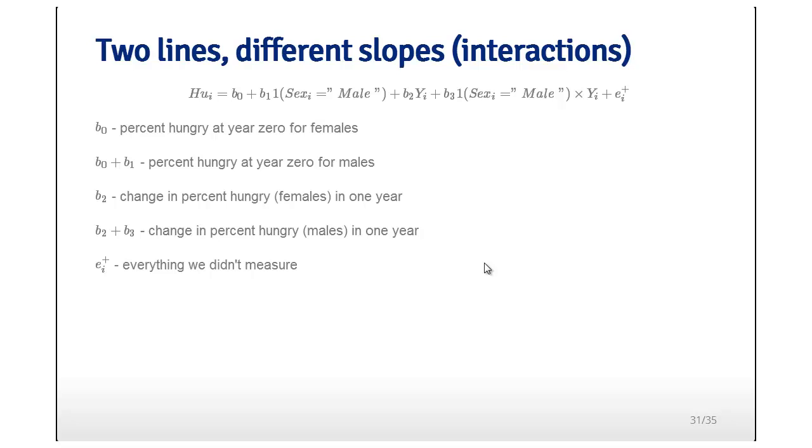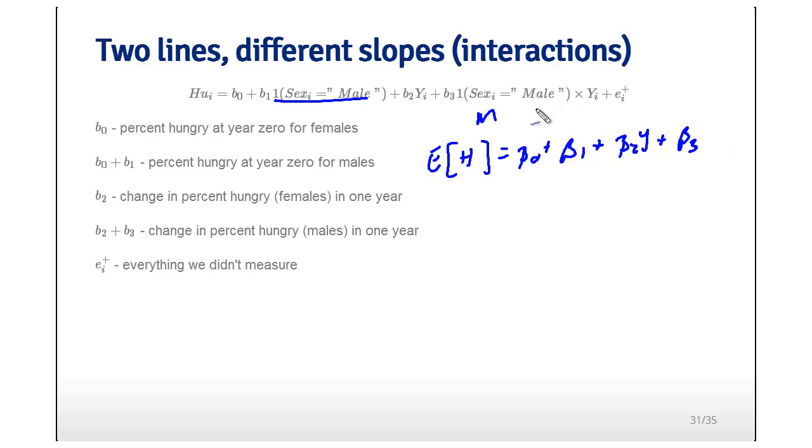Aha, but let's have lines with different slopes. So now we have an indicator for gender, and we have another indicator for gender, but this time multiplied times year. And now let's look at what happens. Here, our expected value of our outcome for males is beta naught plus beta 1 if they're male, because that guy will be 1, plus beta 2 y, plus beta 3, that guy will be 1, beta 3 y, and then the epsilon goes away in the expectation.